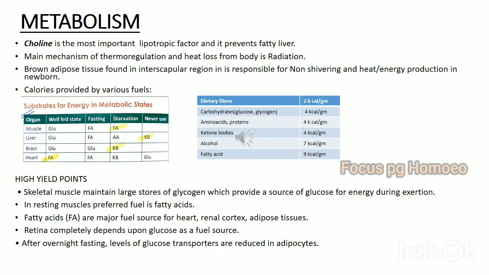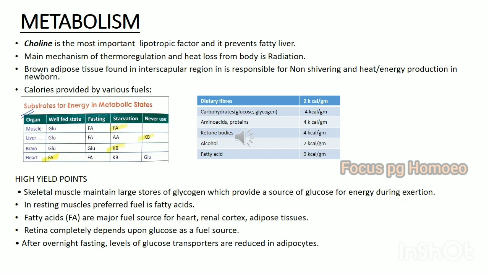In brain also, and in heart, fatty acid is used. In fasting condition, liver uses fatty acid, and in starvation, it uses amino acids. It never uses ketone bodies. Then brain uses glucose in fasting condition also, and in starvation it uses ketone bodies. Heart uses fatty acid in well-fed and fasting state, and it uses ketone bodies in case of starvation. It never uses glucose.